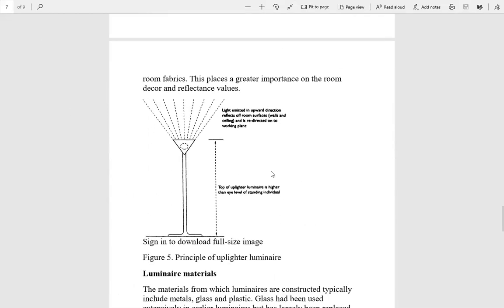Here is the sign. You can see that the light emitted in the upward direction reflects off room surfaces and is redirected onto the working plane. The top of uplighter luminaires is higher than the eye level of a standing individual.